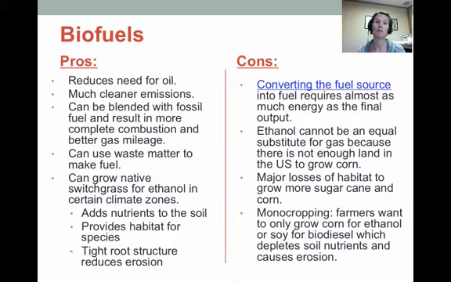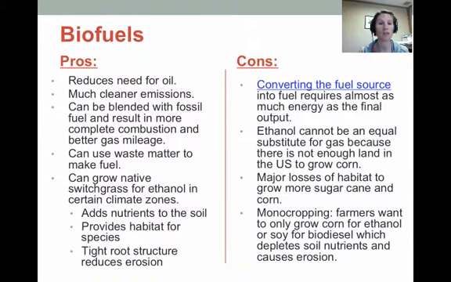It can be blended with fossil fuels and makes for better combustion, better gas mileage. You can use waste matter to make biofuels. If you're harvesting corn, you can take the stalks and all that and munch them up and use that to create your ethanol.